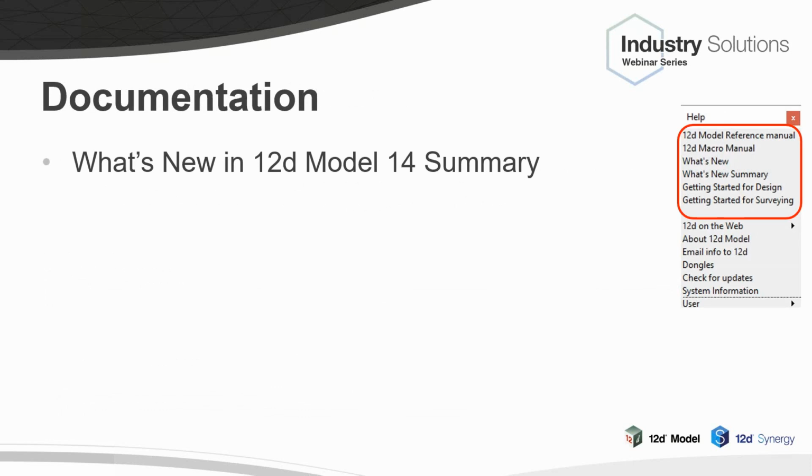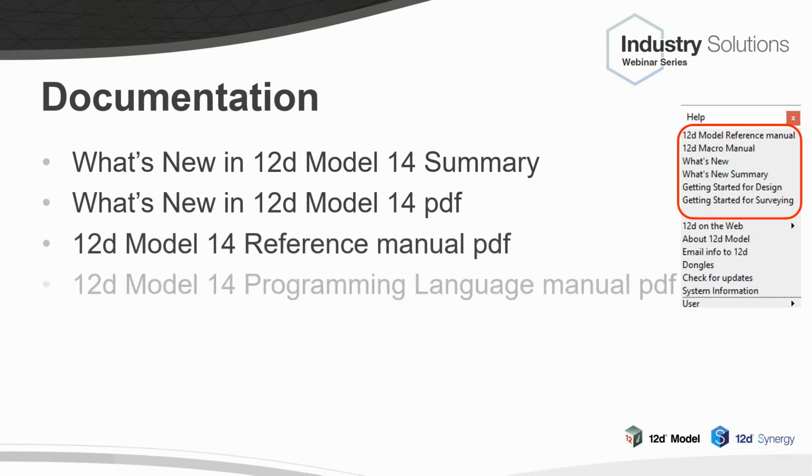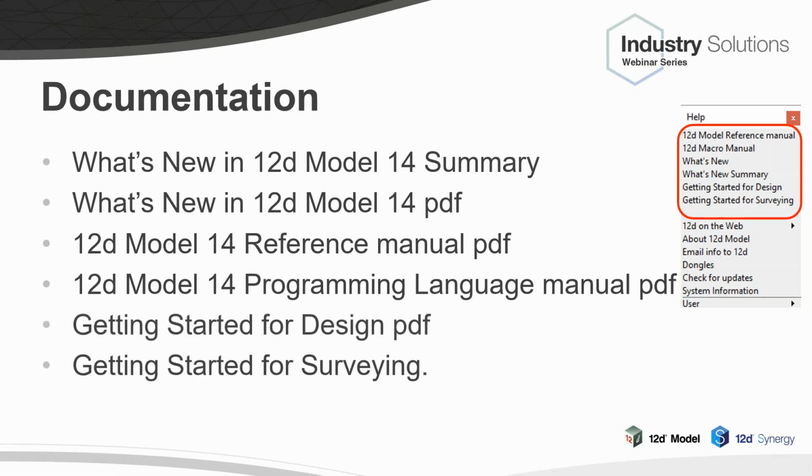Documentation. When you install 12D Model, now on the help button or on the help pop-up, we've got a whole lot of the documentation installed so you can get access to it rather than having to get it from somewhere else or from the web. So the 12D Model reference manual is there, the 12D Model macro manual is there, the what's new in 12D Model is there, the programming language manual is there, the getting started for design and the getting started for surveying are all there. We actually install the data you need for the getting started manuals when we install 12D Model. Now, at the moment, I think these ones are still the version 12 ones. Hopefully by next week, they'll all be updated to the version 14 ones. Until we finally stopped moving everything around, it was very hard to do those manuals. But they're there with you at all times now, so if you're wanting one of these manuals, you don't have to try and find it on the web or find somewhere else to get it.